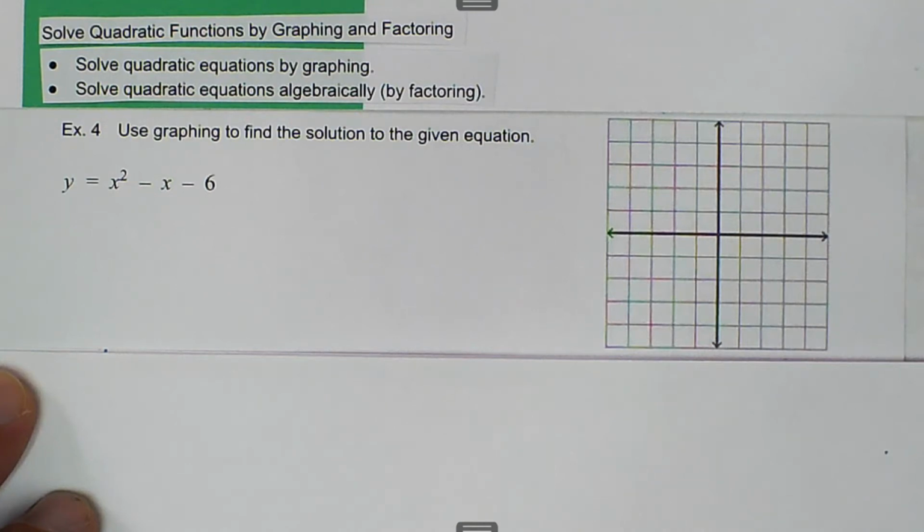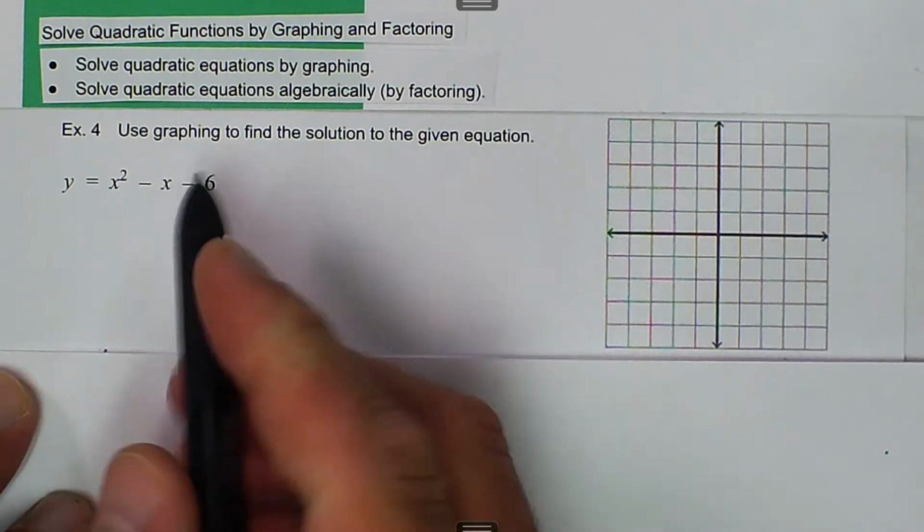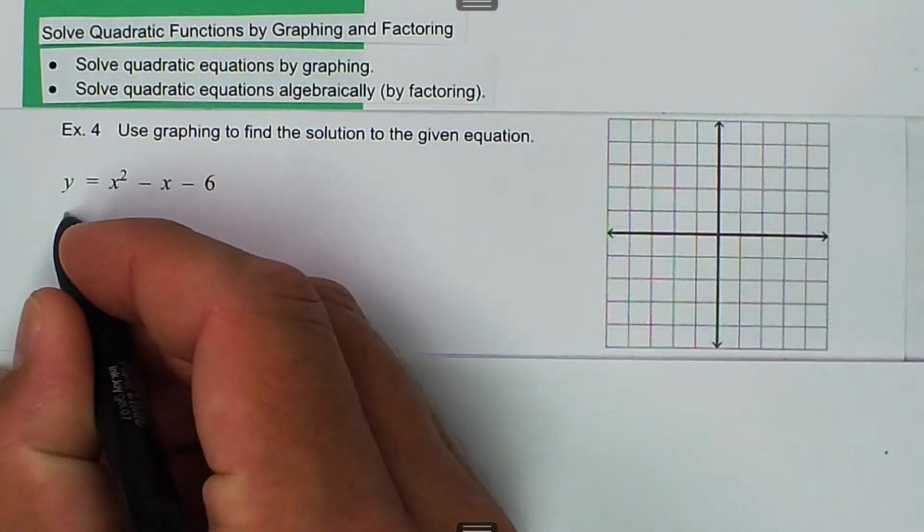We want to solve quadratic functions by graphing and factoring, and we want to solve quadratic equations by graphing, and solve quadratic equations algebraically by factoring. So the first thing we want to do is rewrite this quadratic function in factored form.